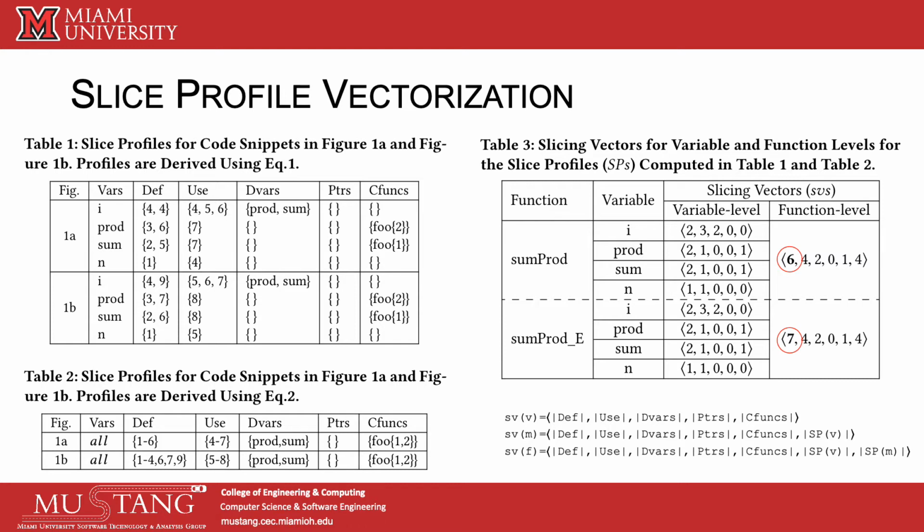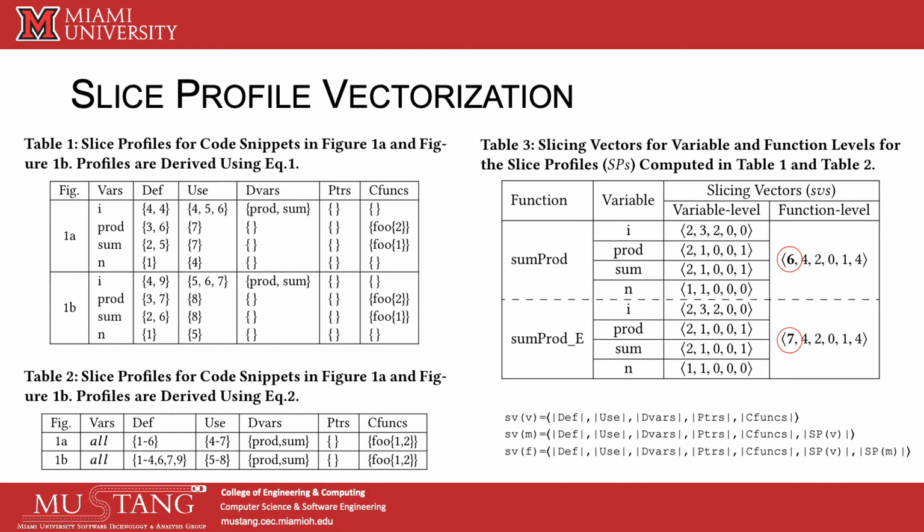If you take an example here, the I variable, we have 2, 3, 2, 0, 0. If you take a look at table number 1, you can see that I is defined twice in the statement number 4. It is used 3 times in statements number 4, 5, and 6. We have 2 dependent variables, prod and sum, and pointers is empty, call function is empty.